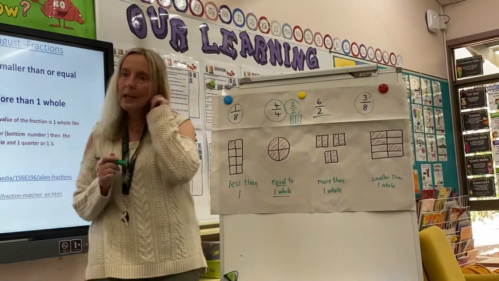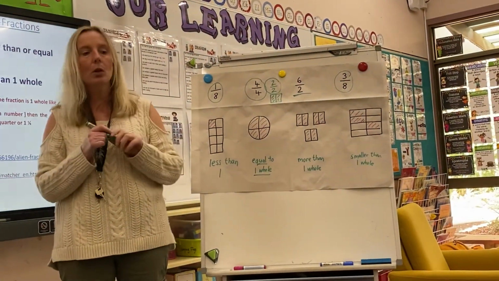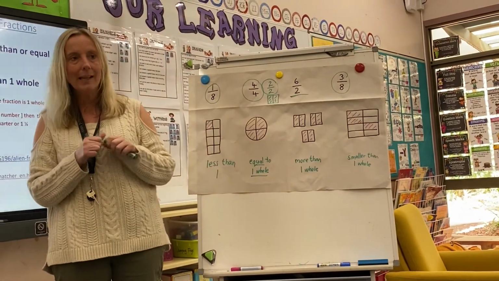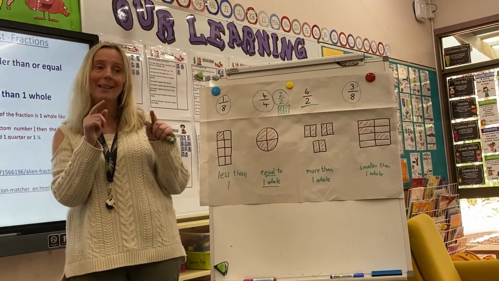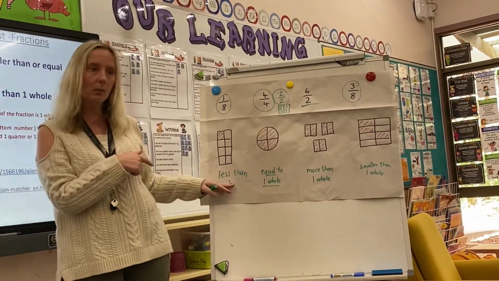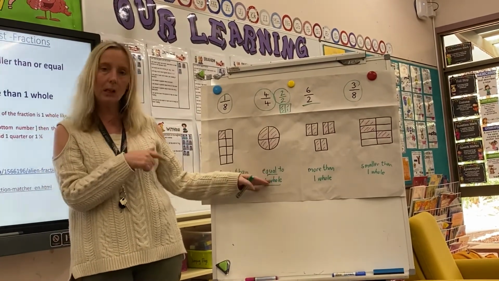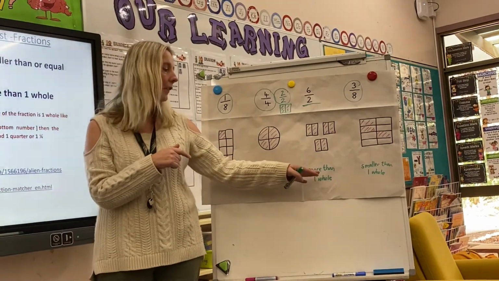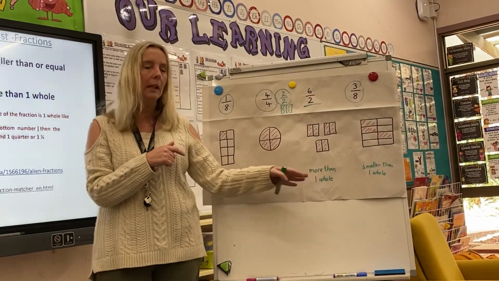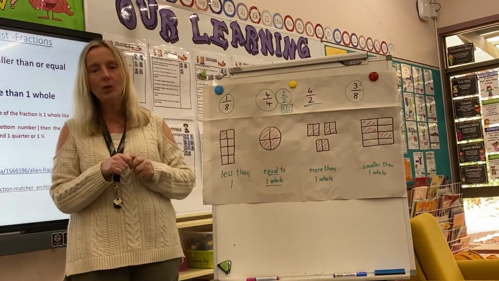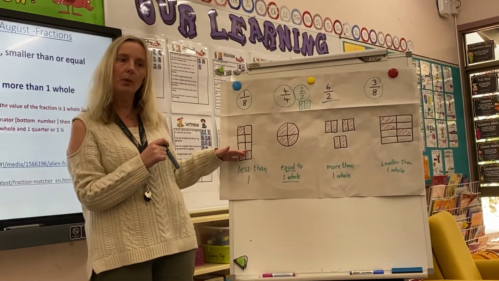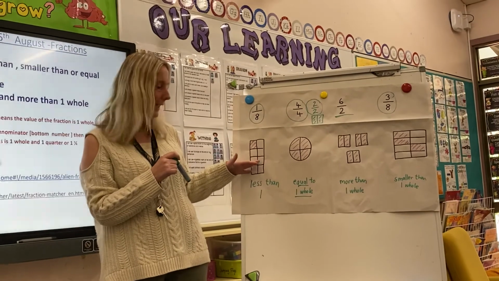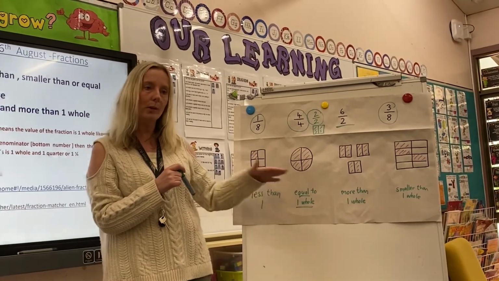What you're going to do now with your independent task is you're going to have a look on the next slide. There are lots of fractions and you have to look at them and decide, are they less than 1 whole? Are they equal to 1 whole? Are they more than 1 whole? If you're not sure, then maybe a strategy you could use is actually drawing the fraction. Once you've drawn it out, it's easier to see what's the size.